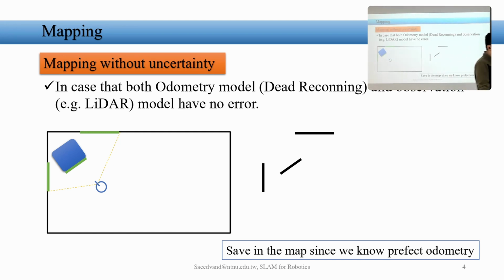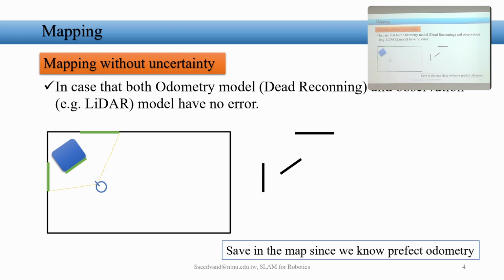So let's start with mapping without uncertainty. It should be very clear that if we have a robot and this robot's odometry model is very accurate, we can also call it dead reckoning. Dead reckoning means that we are counting the number of steps. It is also famous in publications, the name used in research studies, and we say that dead reckoning is equal to odometry. On the other hand, consider that our observation model has no error, and LiDAR can exactly measure the distances of any obstacle and landmark that we have.